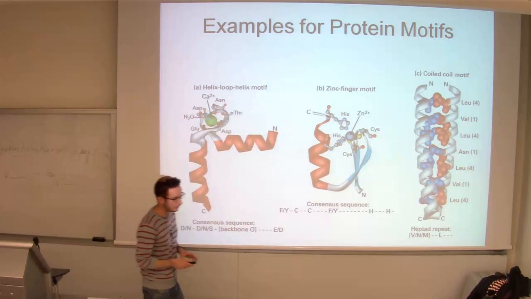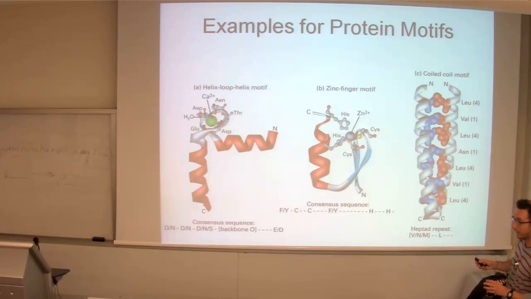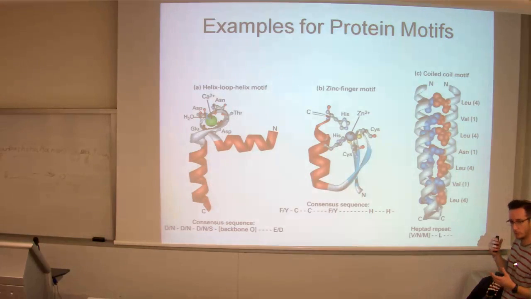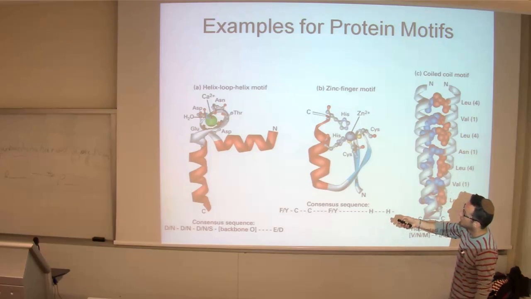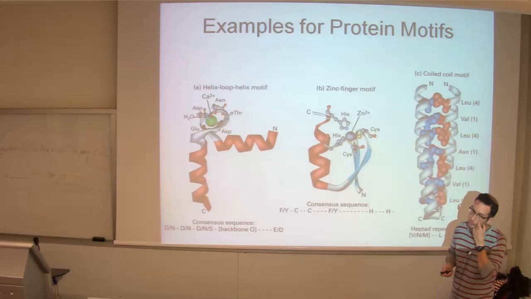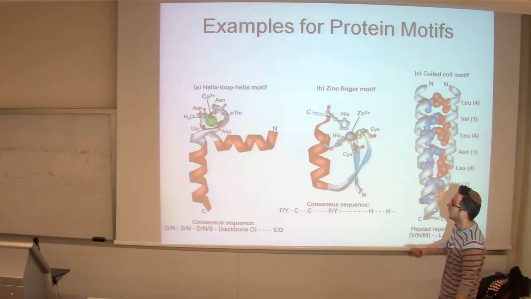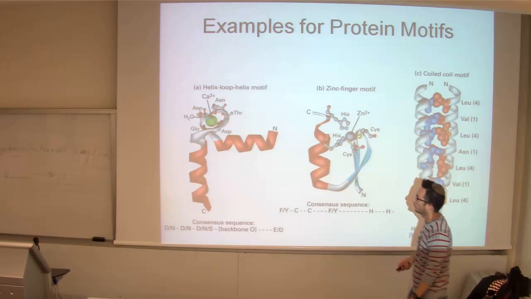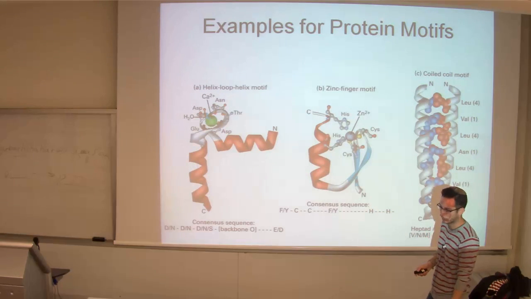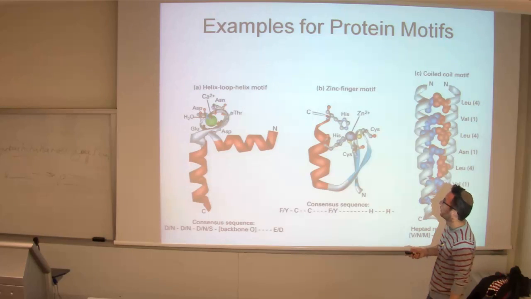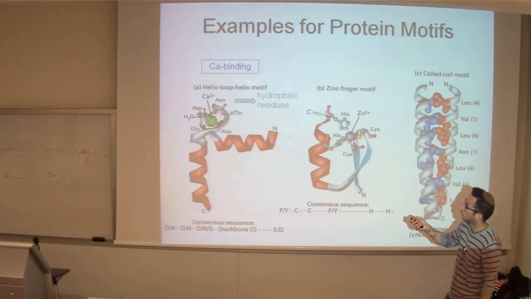Let's see three seminal examples of protein motifs that again are combinations with different numbers and orientation of secondary structures, the ones we've introduced. The first one is the helix loop helix motif. Here it is, the helix loop helix. The amino acids right here in the loop are hydrophilic, and they interact via ion bonds with a calcium ion. And what this structure gives to a protein is the ability to bind calcium.